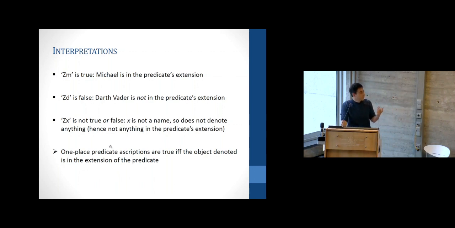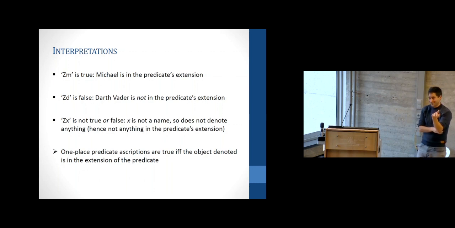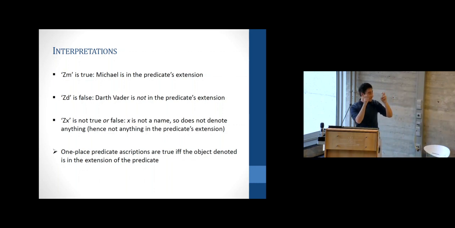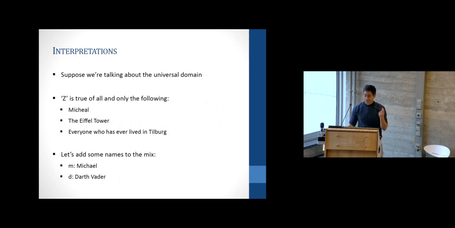Basically, if we have one-place predicates, they are true if the object that's denoted by the term in the one-place predicate has the property, or is in the extension of the predicate. So ZM is true because M refers to the name Michael. Michael is part of the extension of the predicate Z because this is how I stipulated it. So we're done. The sentence ZM is true. Z is exactly this weird group of things.